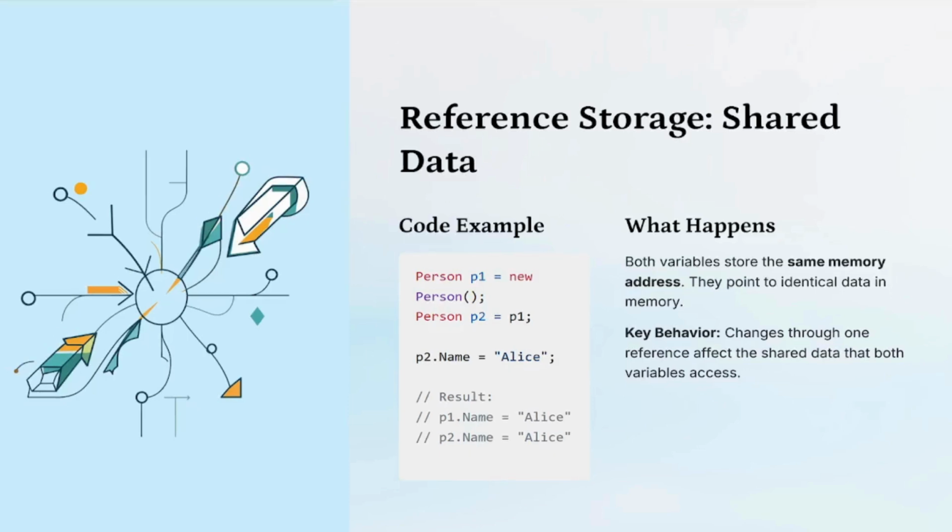Now, if you change the name using p2, let's say you set it to Alice, that change is also visible through p1. So both p1 and p2 will show the same value. Why does this happen? Because instead of storing the actual data, both variables are storing the same reference. They're pointing to the same place in memory. So in simple terms, reference types don't create copies. They share the same data, and that's why a change in one place affects the other.